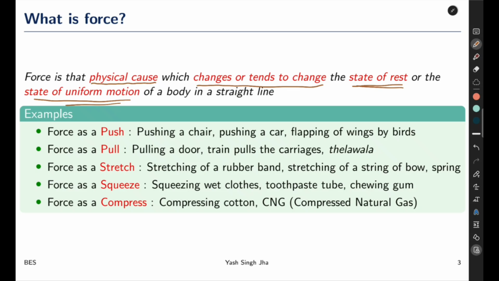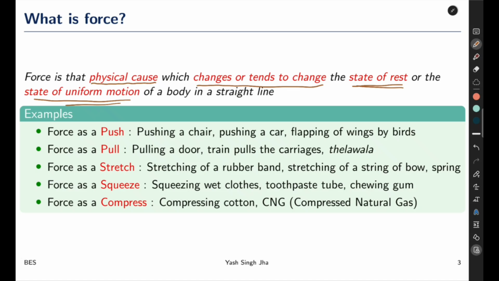First of all, one thing that we should notice is the word cause. Force is a physical cause that changes or tends to change. Why tends to change? Sometimes the force may not be big enough to cause a change. For example, a baby pushing a car. The baby is applying a force, yet that force is not strong enough to overpower the inertia of the car. So a force either changes or tends to change the state of rest or the state of uniform motion of a body in a straight line. If it's not clear, it will be clear in the following slides.